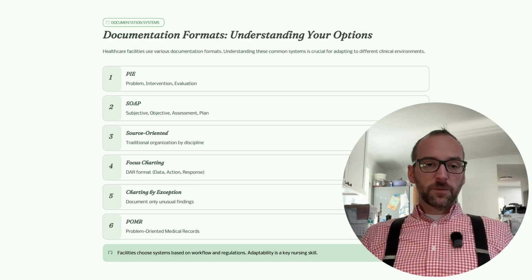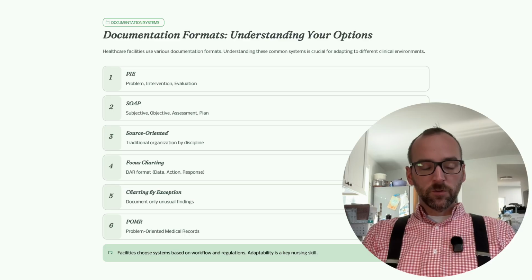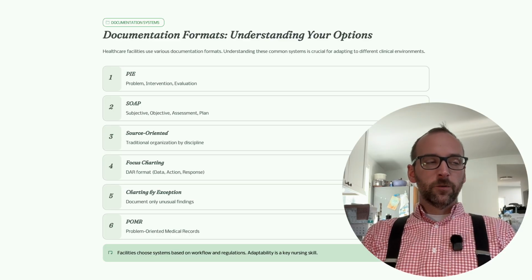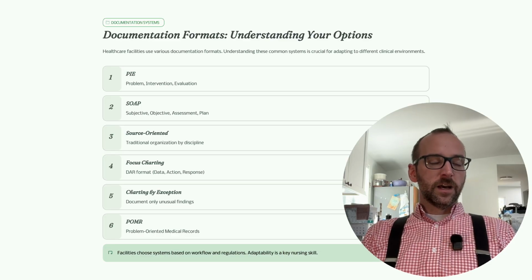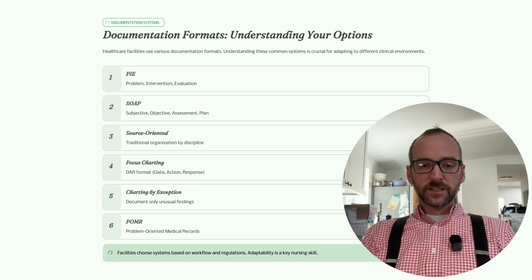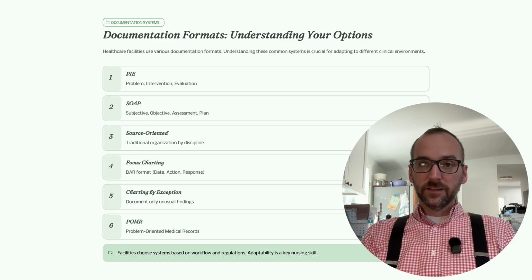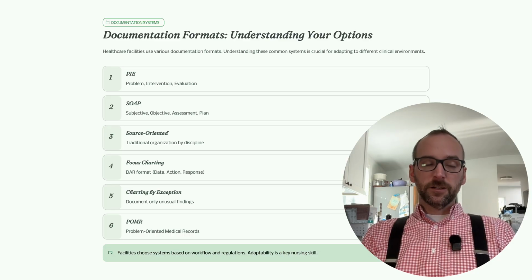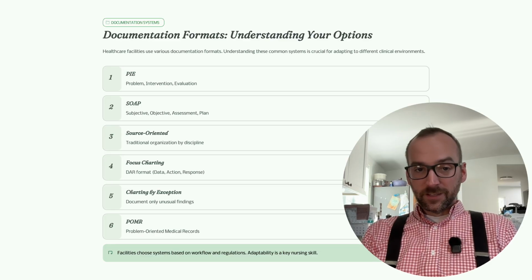So we have some different options when it comes to documentation formats. We have a PIE format, that's problem, intervention, evaluation. That's kind of laying out what you do if you do something. Say your problem is your patient's in pain, you perform an intervention, you give them medicine, and then you come back and chart what happened. So if they have a complaint, you need to document the complaint, what they did about it, or what you did about it, and if it made any difference.